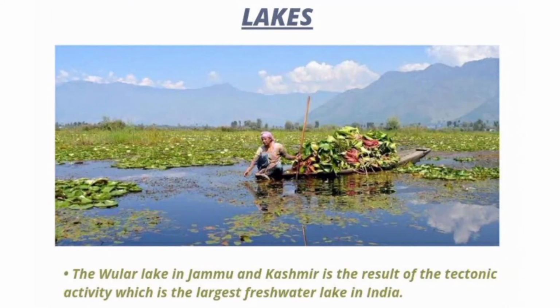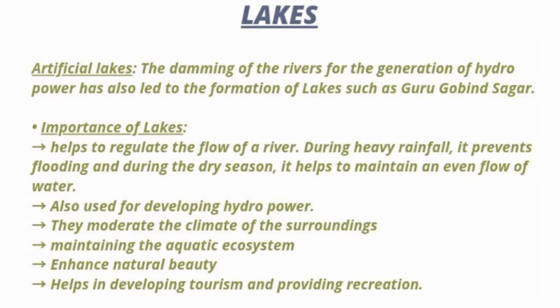The Wular Lake in Jammu and Kashmir is the result of tectonic activity, and is the largest freshwater lake of India. Now, lakes are even artificial. The damming of rivers for the generation of hydropower has also led to the formation of lakes such as Guru Gobind Sagar, which is an artificial lake.